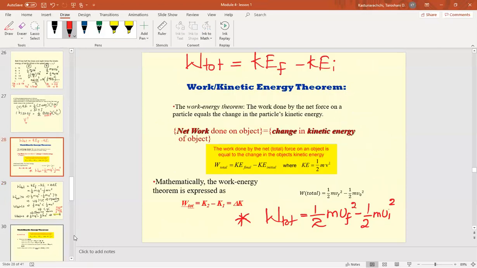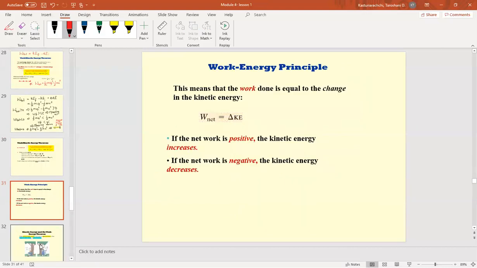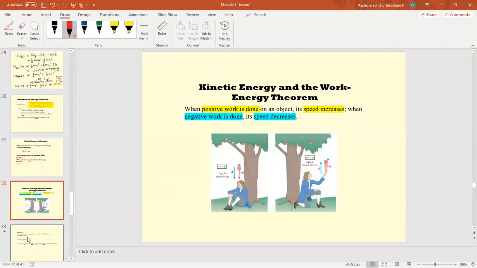And I put the same information here. I didn't want to mess up the slide. Okay, it's the same thing. If the net work is positive, kinetic energy increases. If negative, it decreases, it slows down. That makes sense. Look at that. Positive work done on the object, speed increases.